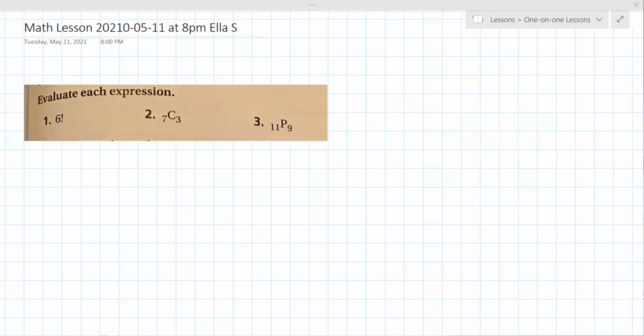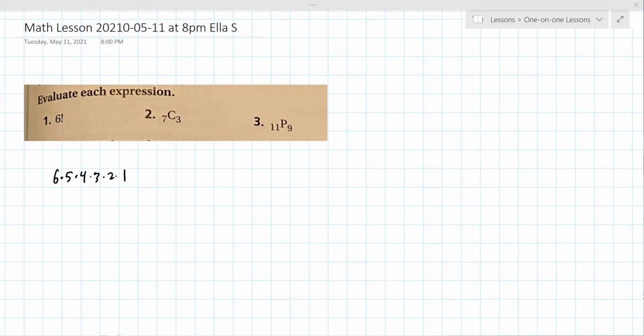All right, so if you're seeing my screen, you see evaluate each expression. Your calculator has a factorial button, that exclamation point there. If you don't have that, you can just write 6 times 5 times 4 times 3 times 2 times 1. But depending on how much time you have, you definitely want to just use a calculator for this.